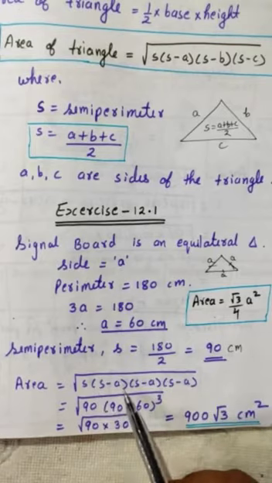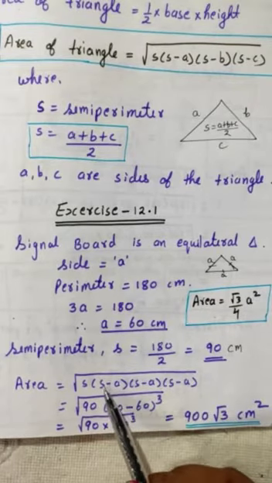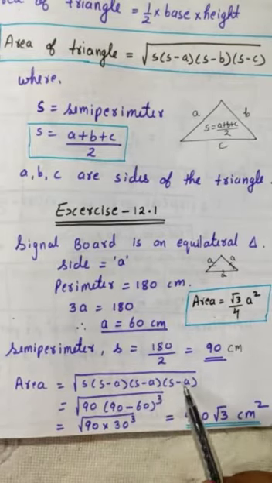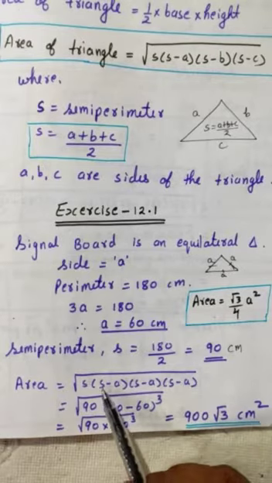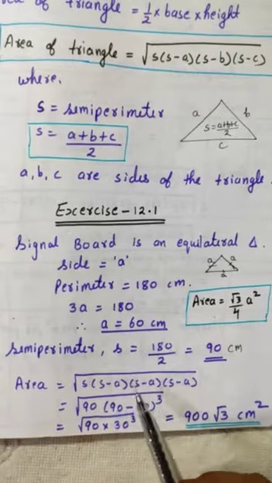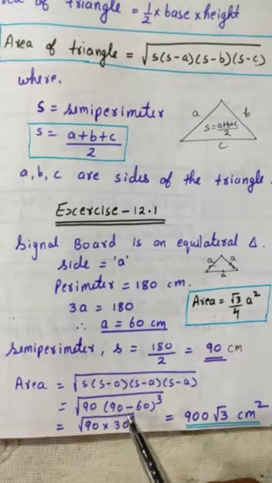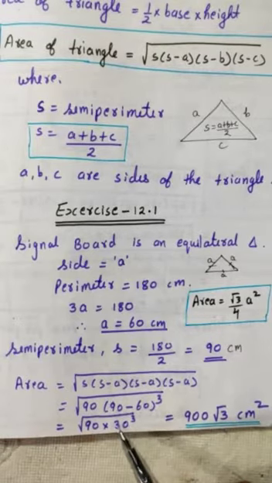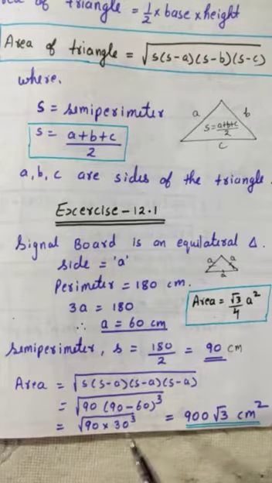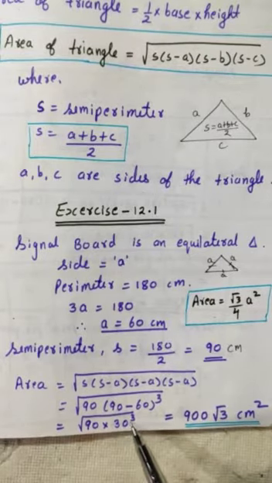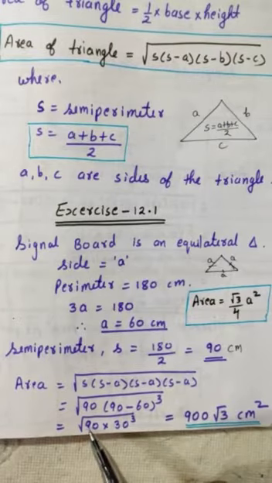Since this is an equilateral triangle, instead of (s minus a)(s minus b)(s minus c), you can write it as (s minus a) cube, because it is coming 3 times. So it will be 90 into (90 minus 60), which gives you 30, so 30 cube. When you solve it, no need to multiply this out. So this will be 30 into 30 into 30, and this will be 30 into 3.